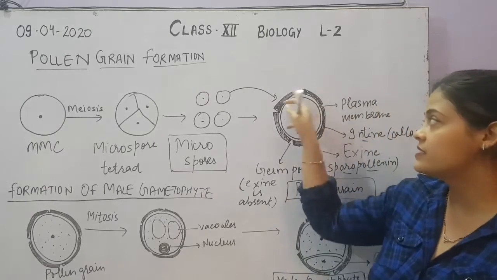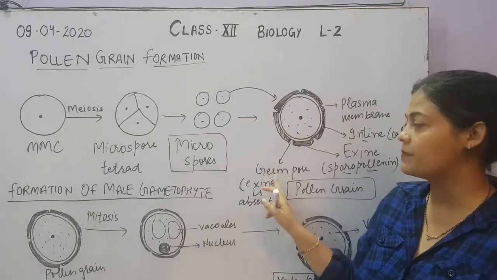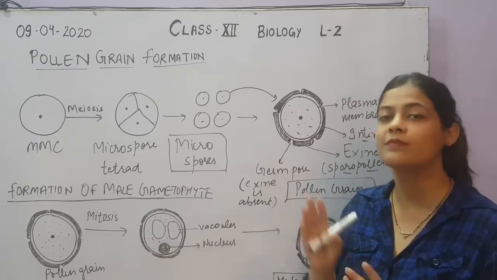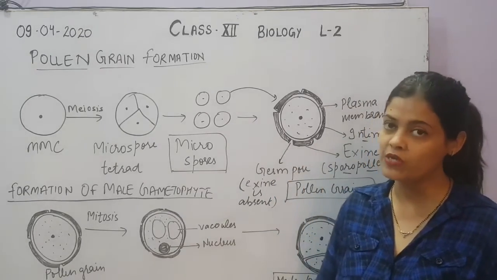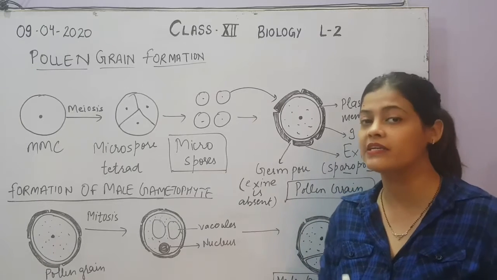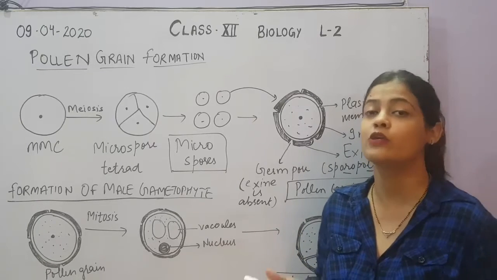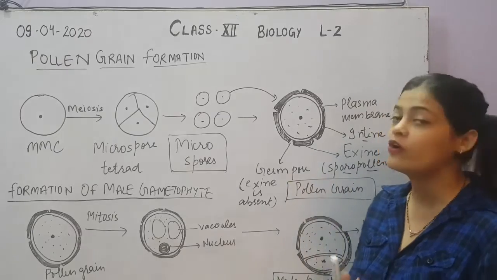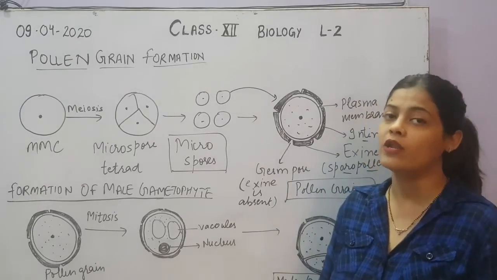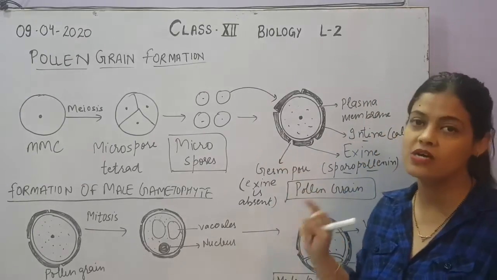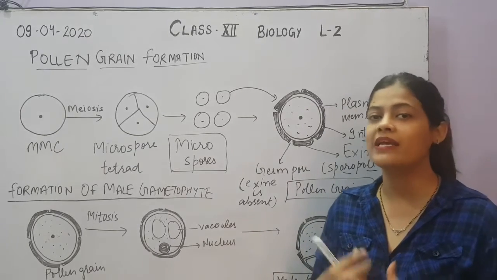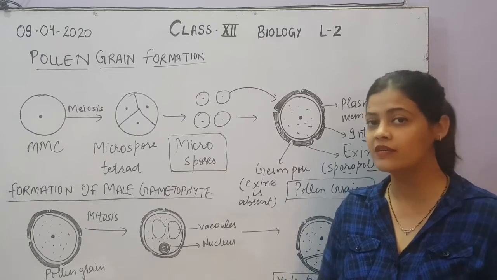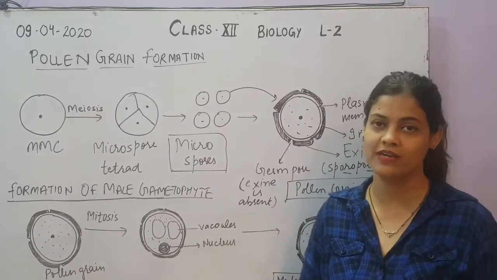Clear? Means this exine is present everywhere except this germ pore, from where the pollen tube will come out, because exine is made up of sporopollenin, which is a very hard substance. It is resistant to each and everything, so it cannot allow anything to enter in or exit out. That is why the germ pore is present where there is no exine, so that the male gametes can come out from the pollen grain for pollination, for fertilization.